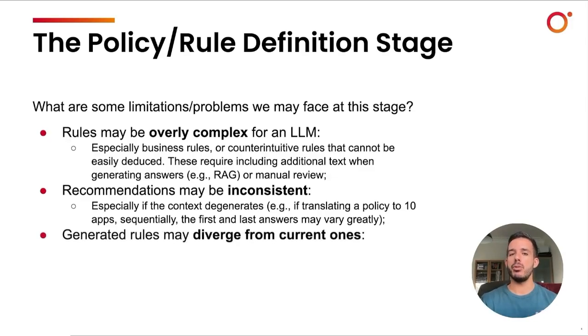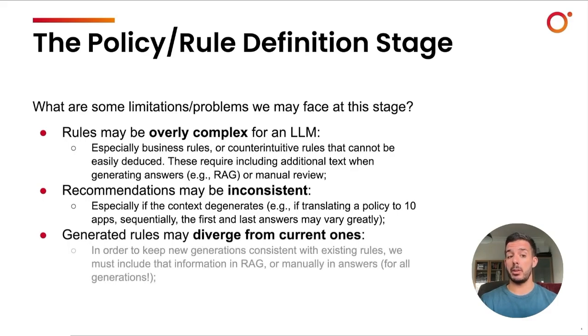And then the generated rules by the LLM may diverge from the current ones, right? In order to keep the new generations consistent, the context has to be pristine. So either you include that information and repeat it every single time, or you include it with RAG, or you include it manually for every single generation, right? But either way, if the context window starts to slide as you ask more and more questions to the LLM, then certain meanings of certain words may change.